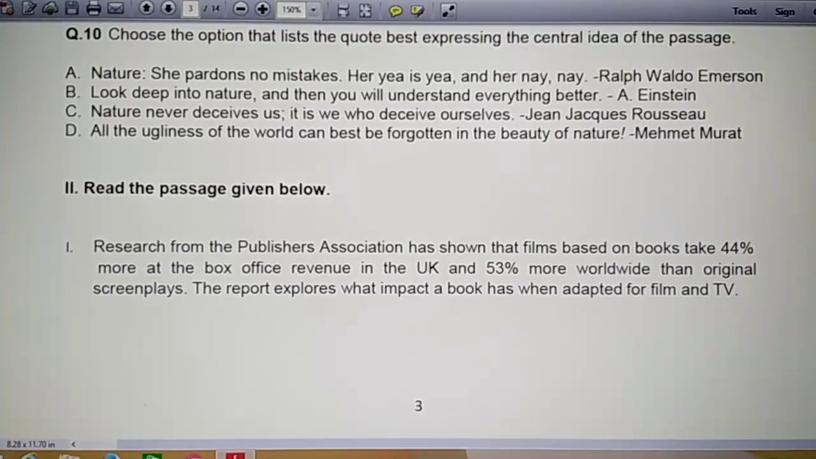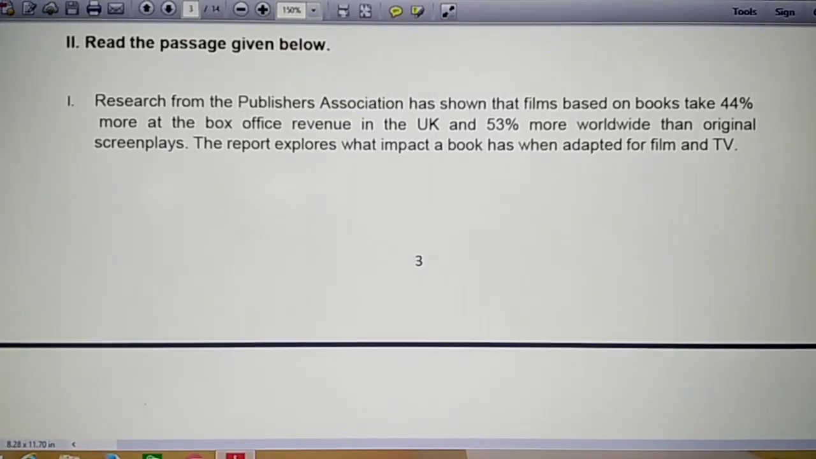Question number 10. Choose the option that lists the quote best expressing the central idea of the passage. So the option will be: look deep into nature and then you will understand everything better, Albert Einstein. So option B will be the right one. Let us read the passage given below.